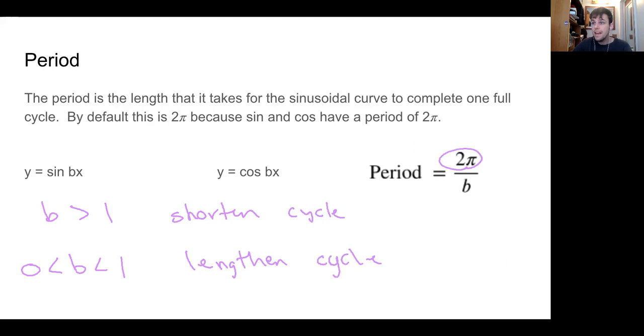And we actually have a nice formula here that tells us the exact relationship. Whatever our b value is, whatever we are multiplying the angle, the x, by, we can calculate how that directly affects our period or our cycle length by doing this formula. Period equals 2 pi over b. And we'll make use of that quite a bit.